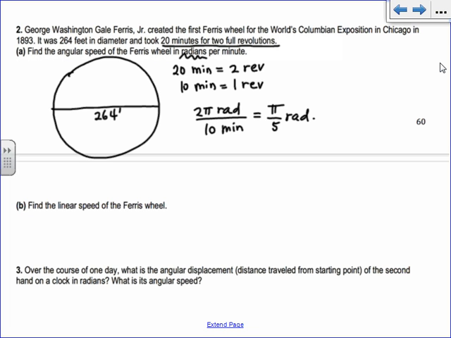So if you wanted to write this with your unit conversions, you would start out and you'd say, okay, I get 2 revolutions per 20 minutes, right? And then you multiply. So you have 1 revolution is the same as 2 pi radians. And then you see, okay, I'm in radians per minute now. Does that make sense? So it would still work out to pi over 5. So it's pi over 5 radians per minute.